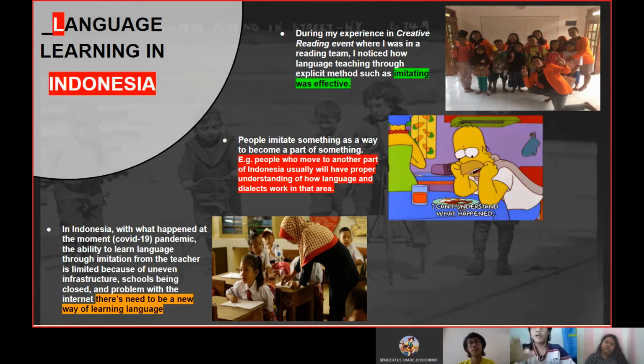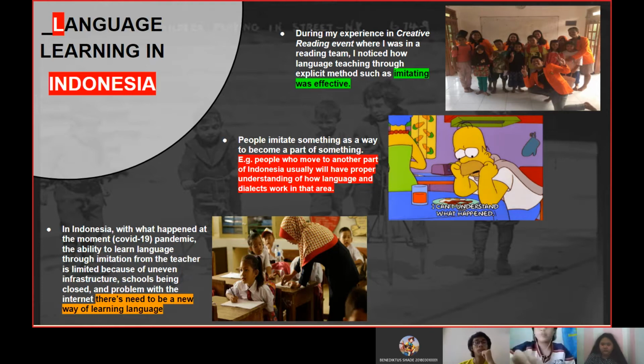The second point is that people imitate something as a way to become a part of something. We see that people who move to another part of Indonesia, for example, usually come to have a proper understanding of how language and dialects work in that certain area. Essentially, we understand that language learning, especially of a foreign language such as English, needs a deeper understanding. With imitation and inclusive methods, both teachers and learners can understand the language better.